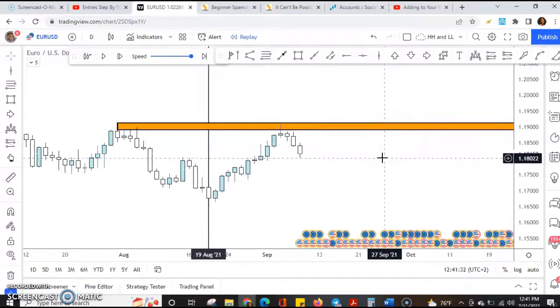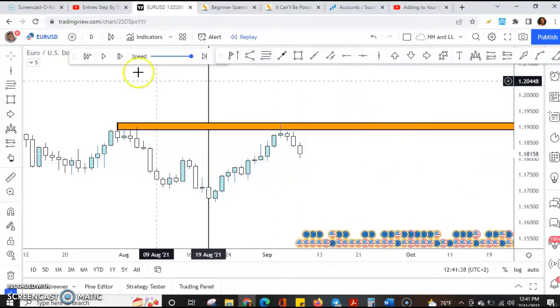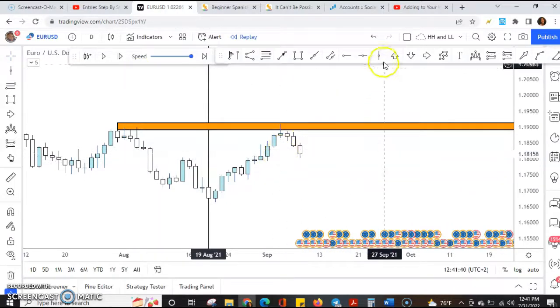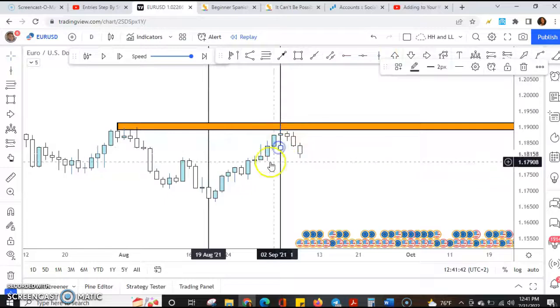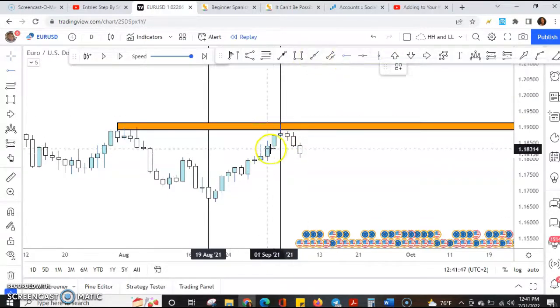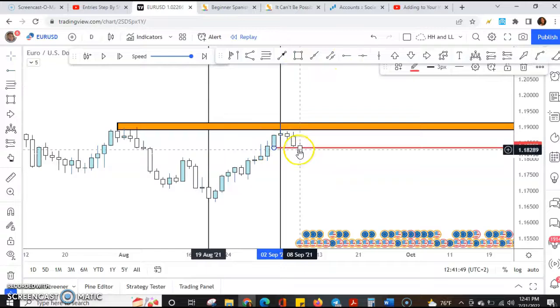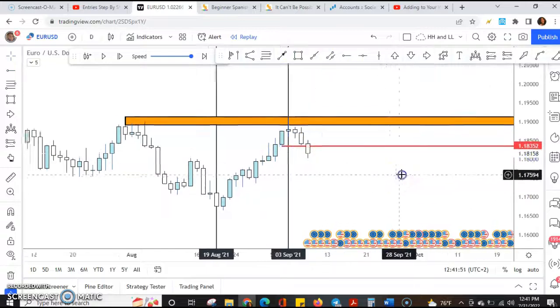Now, using my single signal candle strategy, I'm also going to drop a line right here in the middle of this because the market did close below my starting point, which is the signal candle. This tells me that the market is now reversing.